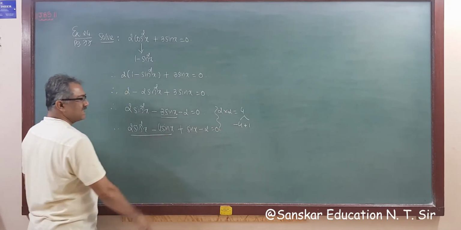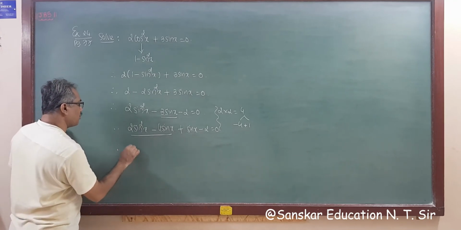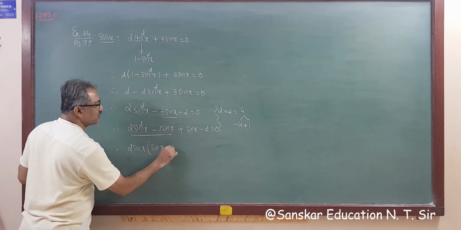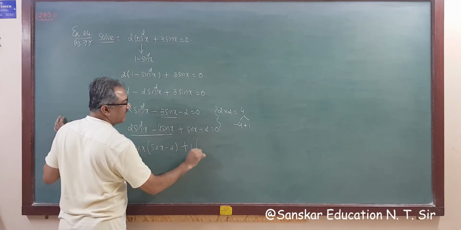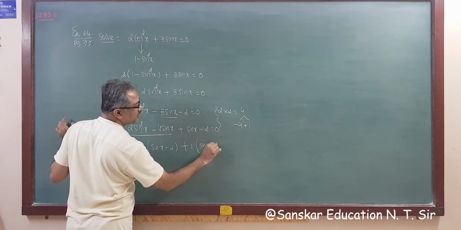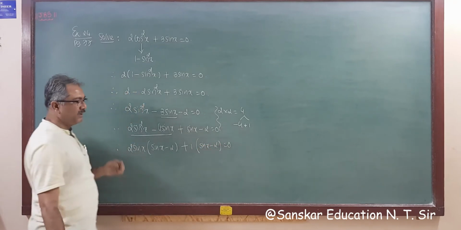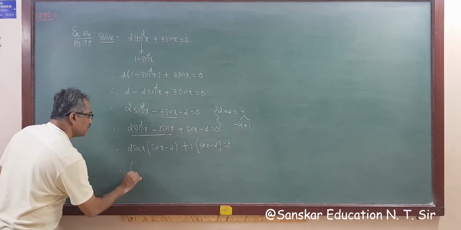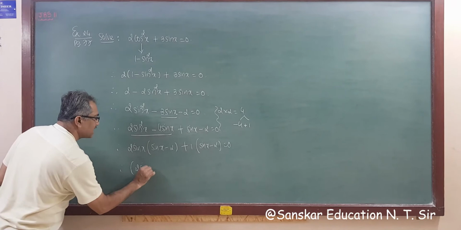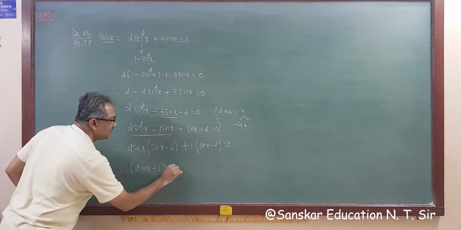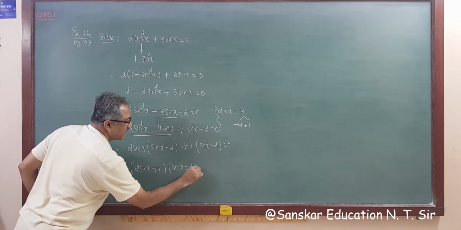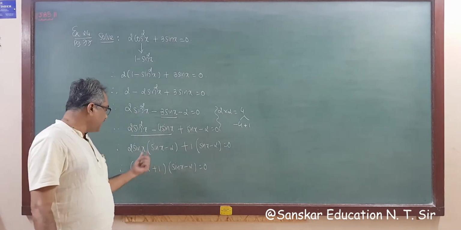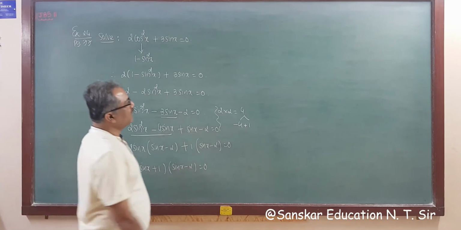Now 2 sin x is common. So taking 2 sin x common, this is 2 sin x, and the answer will be sin x minus 2, and taking plus 1 common, this is sin x minus 2 is equal to 0. Now again sin x minus 2 is common, so taking out sin x minus 2 common, this is 2 sin x plus 1 into sin x minus 2 is equal to 0. So this is a into b equal to 0, so either a equal to 0 or b equal to 0.